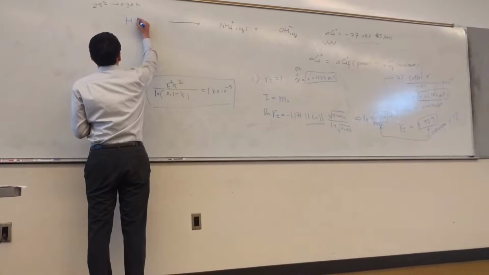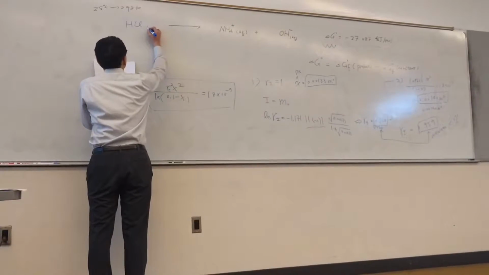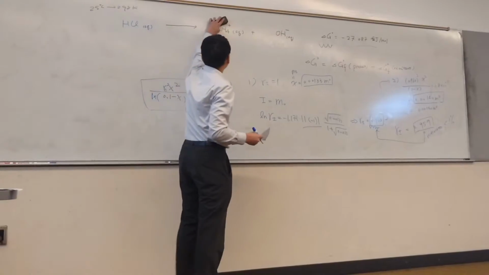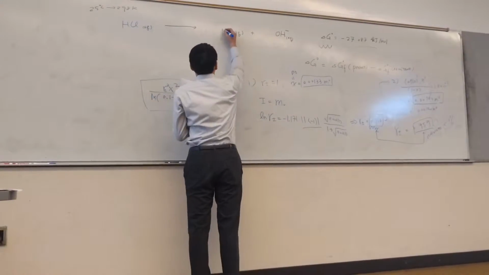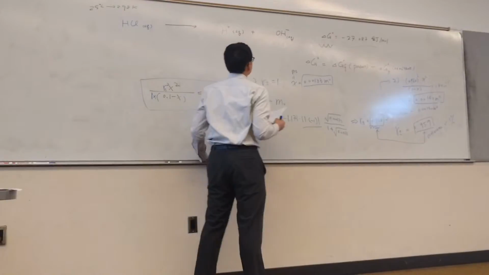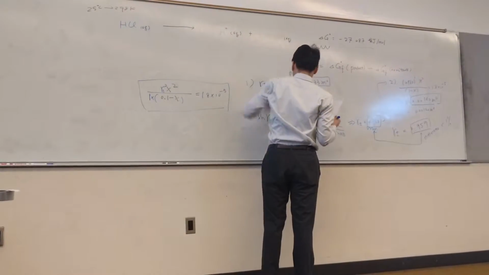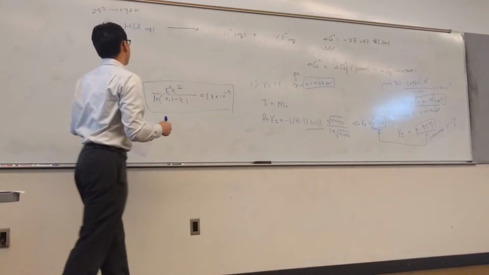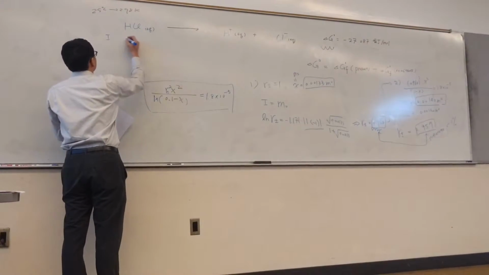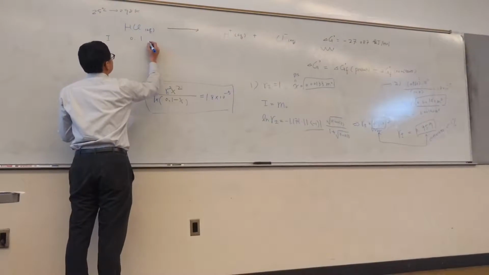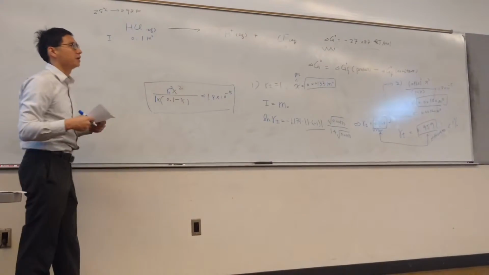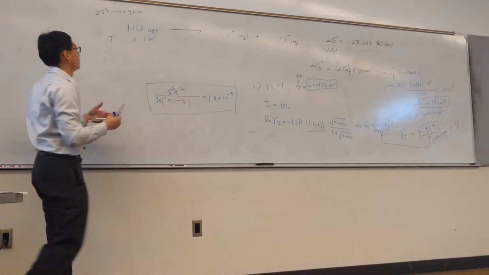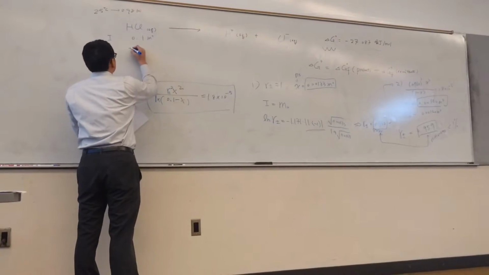HCl, the hydrogen chloride. Okay. So once this HCl dissolves in water, all you have is H+ and Cl-. Assuming today you have 0.1 M, this is the initial. You have 0.1 M HCl in your solution. What's going to happen is actually most of them is going to dissociate.